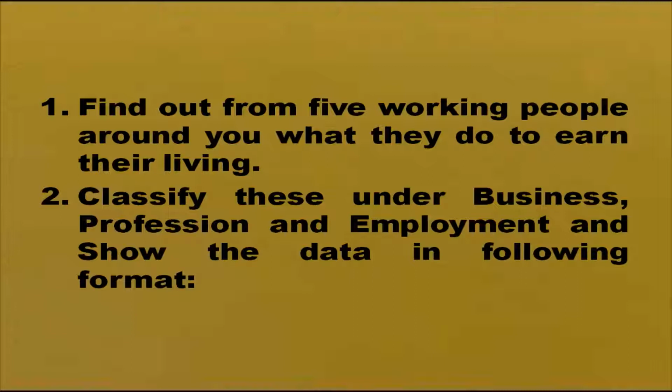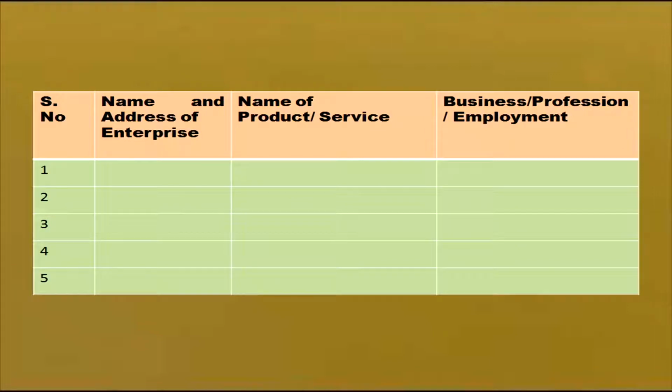their living. Classify these under business, profession and employment and show the data in the following format. First column will be the serial number and second column, name of the person you have met or the organization. Third, name of the product or service. Fourth column, business, profession or employment.